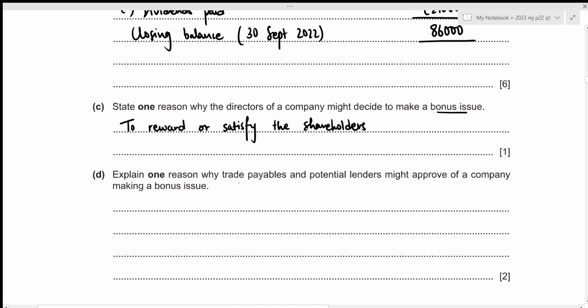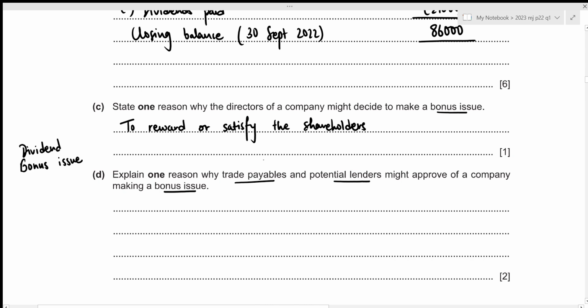Now for the fourth one, we need to explain one reason why trade payables and potential lenders might approve of a company making a bonus issue. So remember that the company can pay back to the shareholders in two different ways. One is going to be dividend, and this is going to be cash dividend, which means that the company will deposit a certain amount into the shareholders' bank accounts. So the company will have to have enough cash holdings in order to pay those dividends, and the next form that they can pay is just going to be a bonus issue. And in bonus issue, the cash will not go out of the company. Instead, the company will utilize its reserve in order to increase their ordinary shares without having to pay the shareholders.